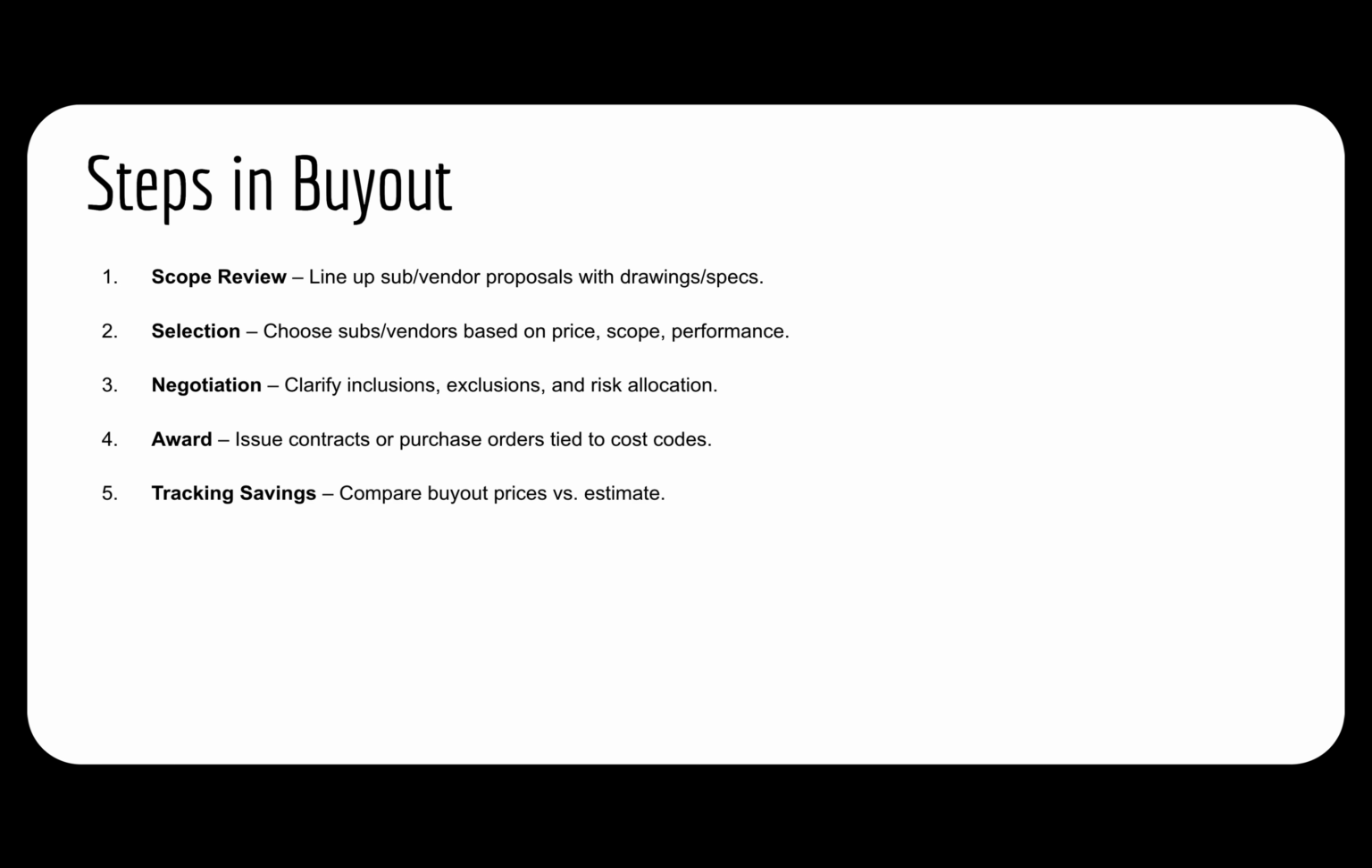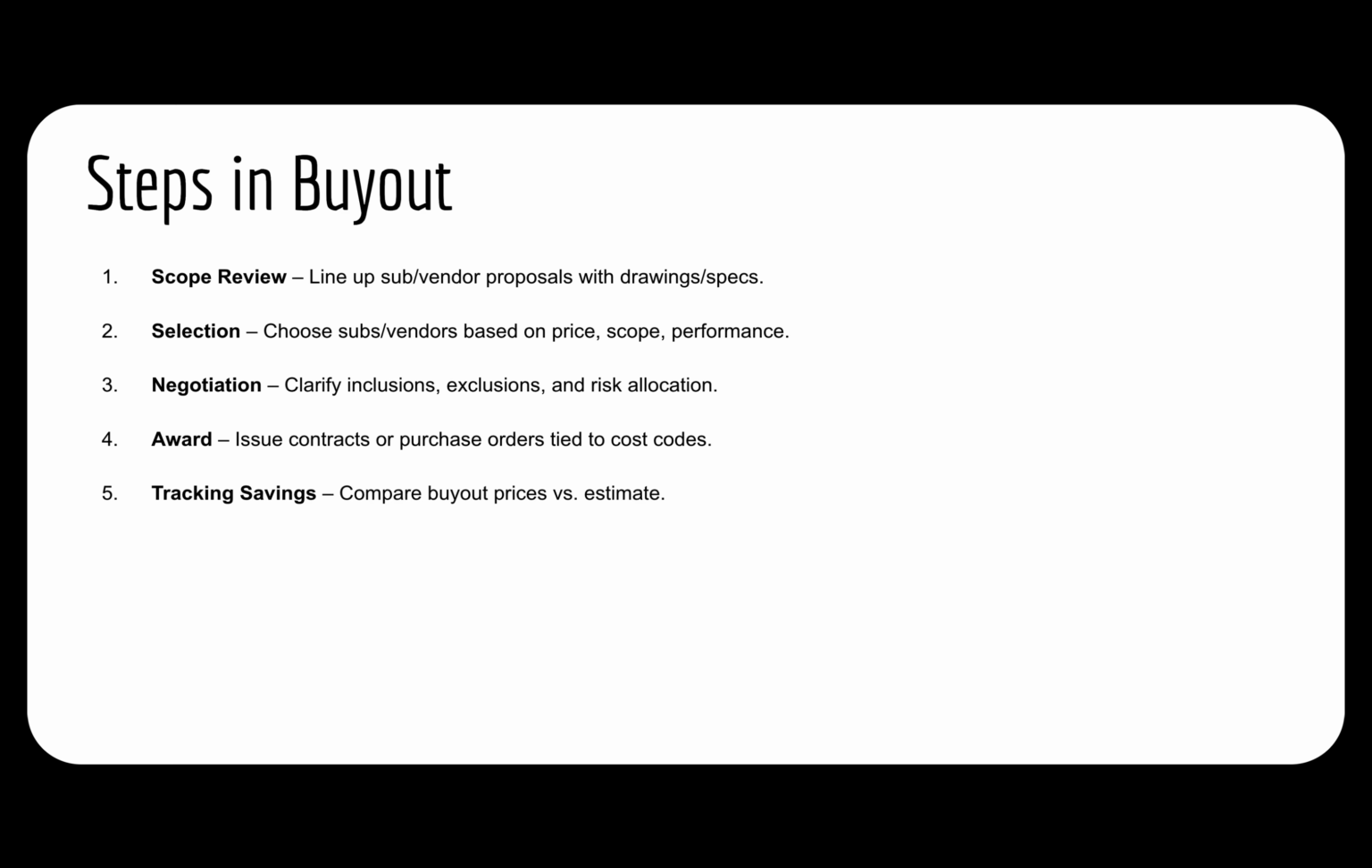Scope review. You're going to be comparing the subcontractor and vendor proposals against the drawings and specs and making sure that nothing crucial is excluded. Then you're going to choose your partners not just on price, but also on experience and performance. Negotiation. Clarify inclusions, exclusions, and risk. This is where you decide who owns what.